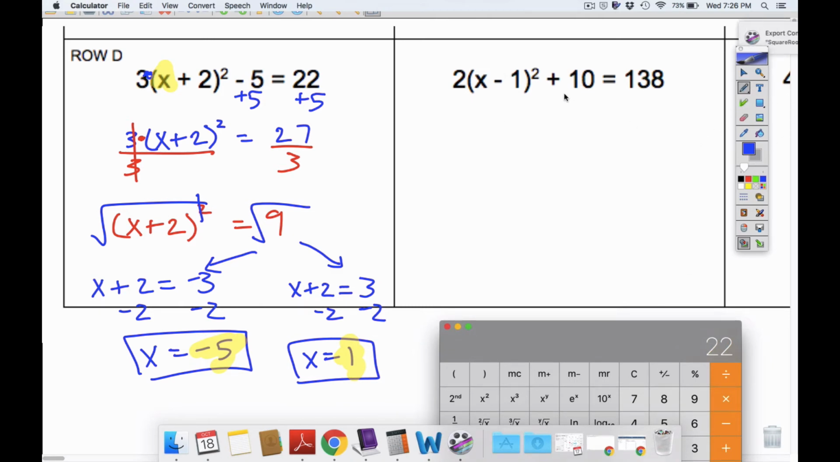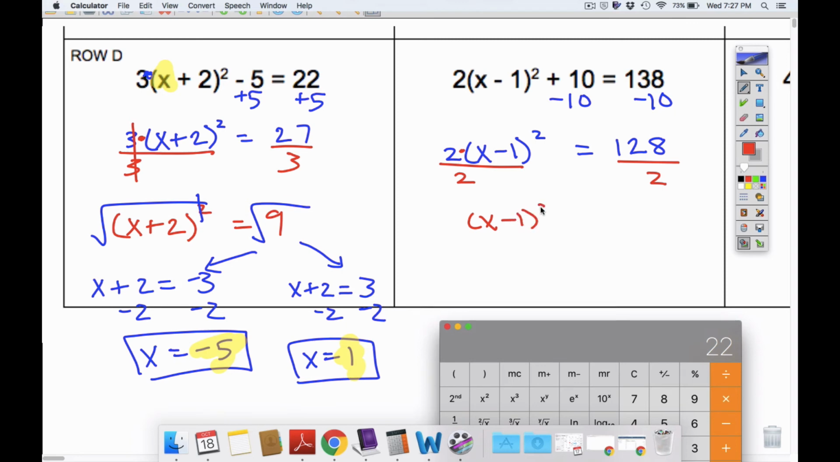Okay, on this one, the first thing I'm going to undo is this addition. So I'm going to do minus 10 on both sides. And I'm going to have 2 times (x minus 1) squared is equal to 128. Then I'm going to undo the multiplication, this 2. So to undo that, I'm going to divide by 2. And I get (x minus 1) squared is equal to 64.